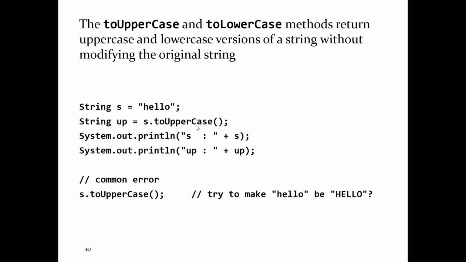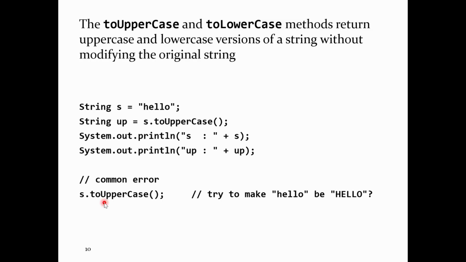The common error here is that programmers forget string is immutable. So they say, well, I want the uppercase version of s, so I'm just going to call toUpperCase on s. If you print out s, it's still lowercase hello. It's not uppercase hello. Where's uppercase hello? It's nowhere. That computes uppercase hello, and then the programmer doesn't remember the return value, so it disappears into the ether. So don't do that.